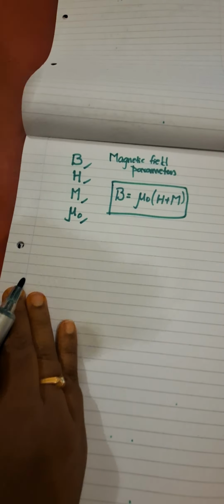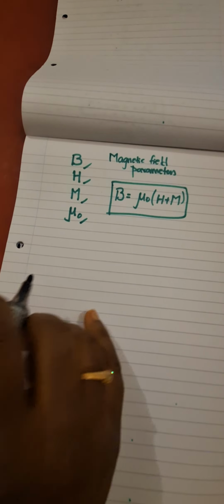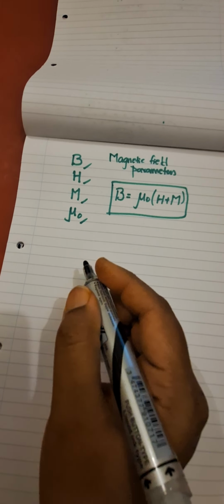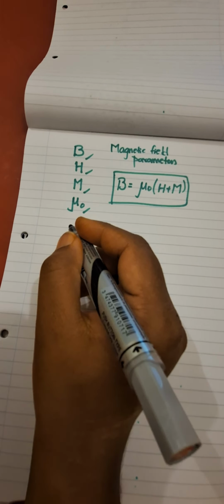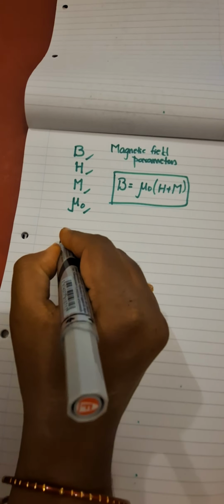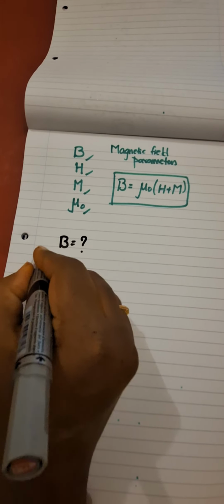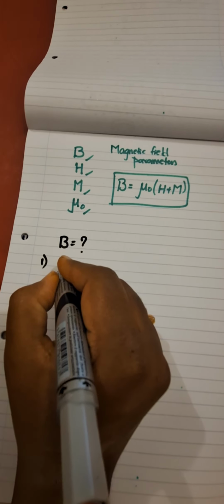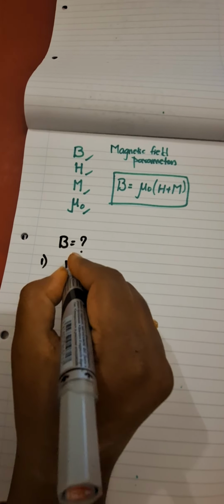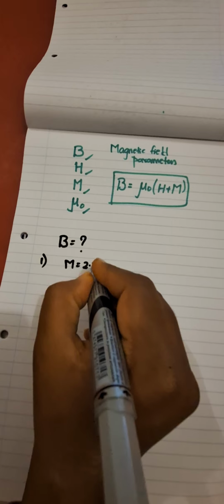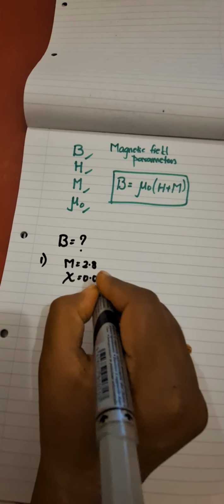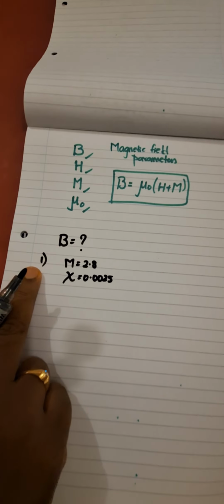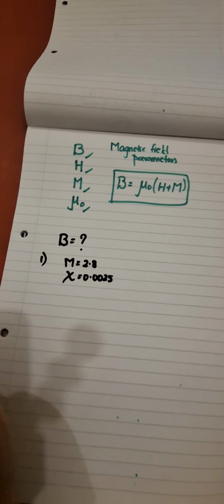So let us do a problem on that. For example, here the question is to find the magnitude of flux density in a material. So what we need is B. Flux density means B, right? So this is the question. First they are saying the magnetization is 2.8 ampere per meter, and the magnetic susceptibility is 0.0025. So in the first point they gave these two values. They are asking us to find B.